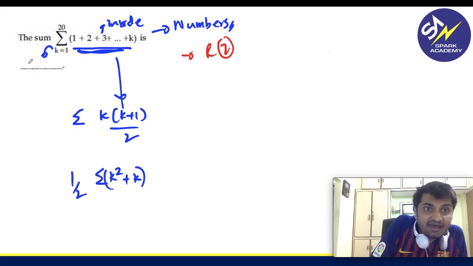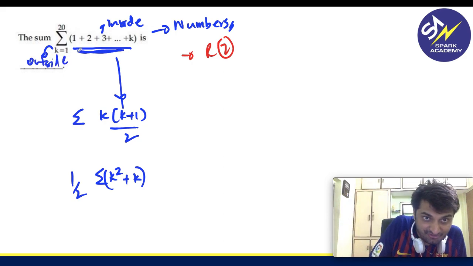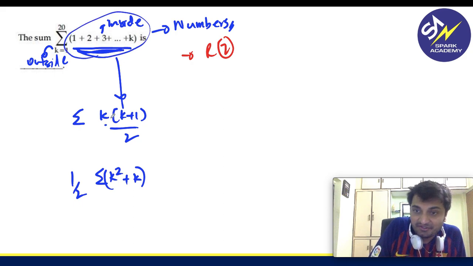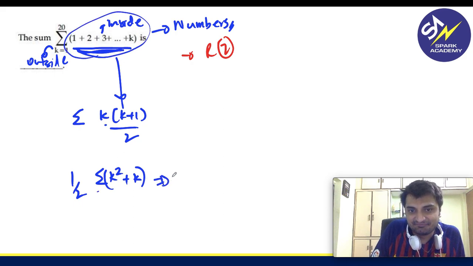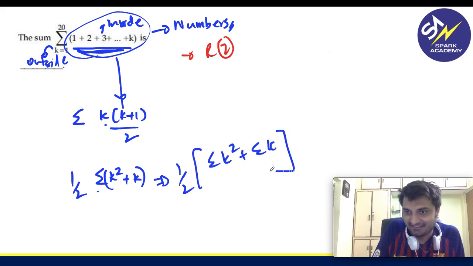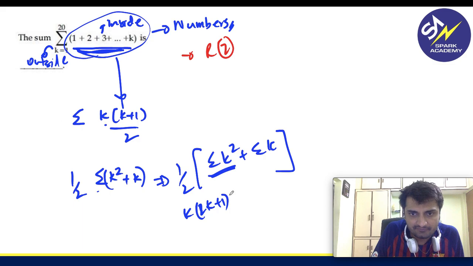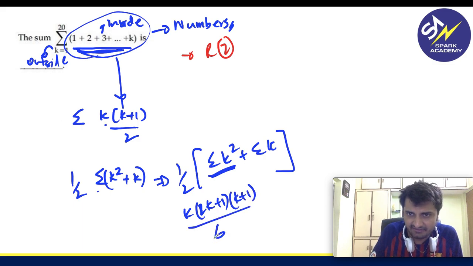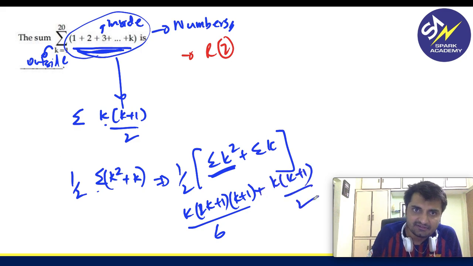Now you also have the outside summation. Inside we have already done, we have used the formula for inside. Now for the outside one, just take it in. So 1 by 2 times summation k square plus summation k. This is like sum of square terms, so I can write it as n into n plus 1 into 2n plus 1 by 6, and this is n into n plus 1 by 2.